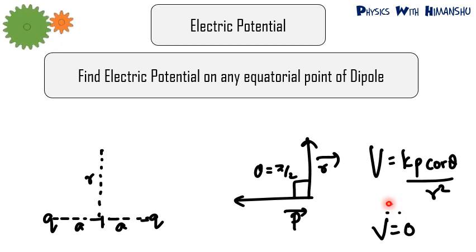So you have to remember this line, that potential at any equatorial point of an electric dipole is equal to 0. Okay, now on the basis of this lecture, first you have to remember this derivation, and second you have to remember the formula. Both these things are very, very important.